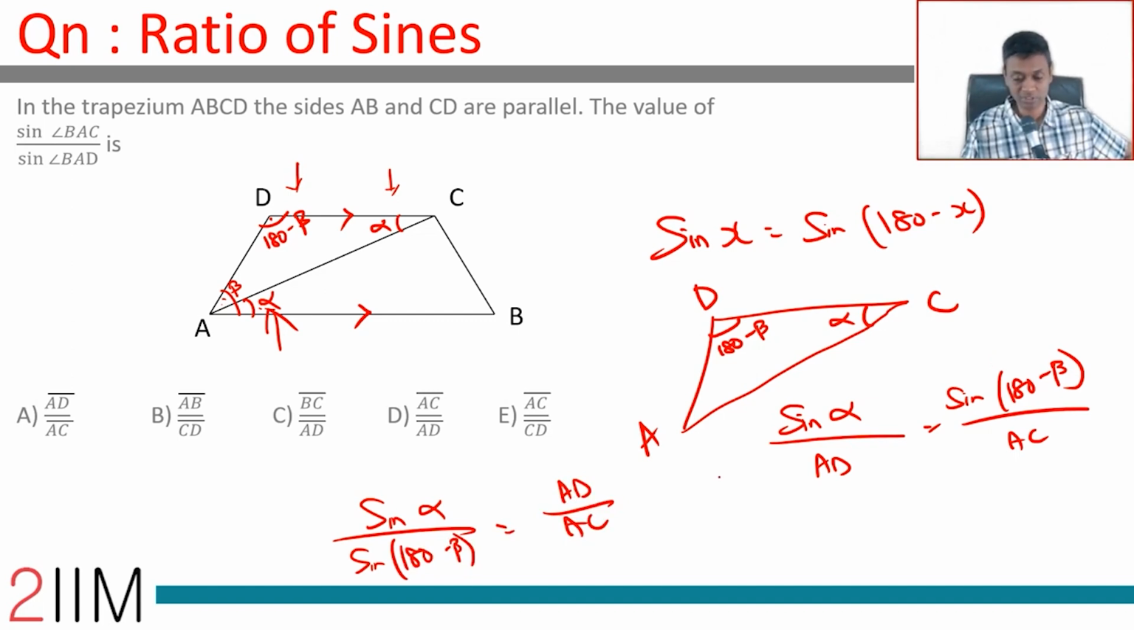Bringing this here, sine of 180 minus beta is sine of beta. Angle BAC is alpha, BAD is beta. We've already made that assumption here. We're looking for an answer that is AD by AC. Found that. Use the idea that these two lines are parallel, and use the idea of the sine rule.